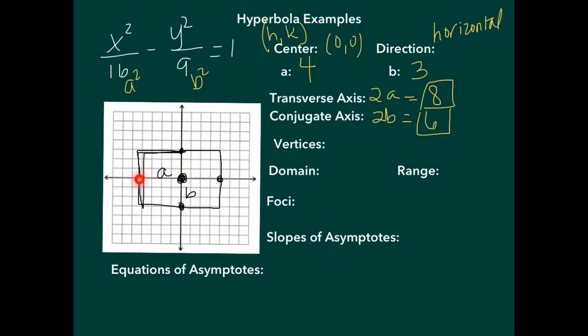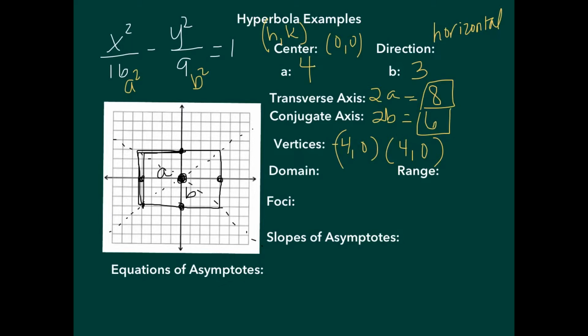These are my vertices because it's going to be horizontal, so it's going to open this way. And this point right here is negative 4, 0, and the other point is 4, 0, so I've got 2 vertices. And now I'm getting ready to draw my asymptote line. So from corner to corner through the center, I can kind of draw my little lines here. And that kind of tells me the width of my hyperbola.